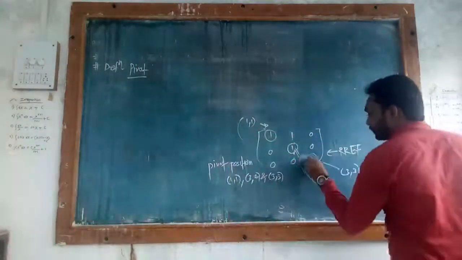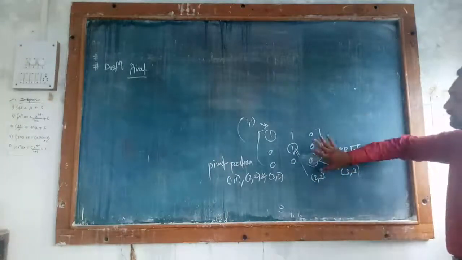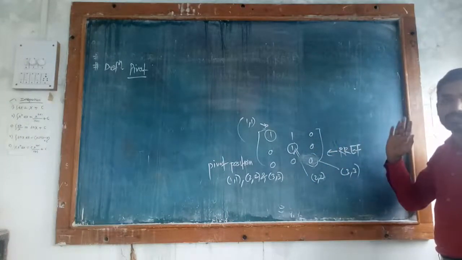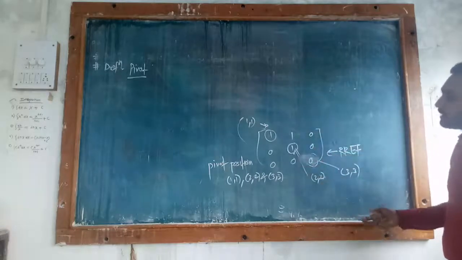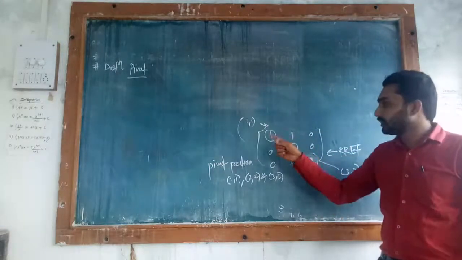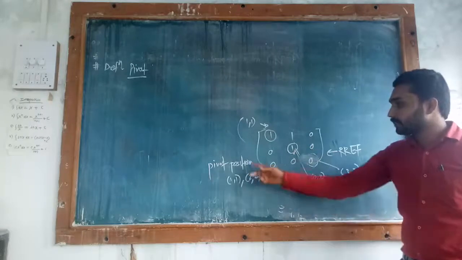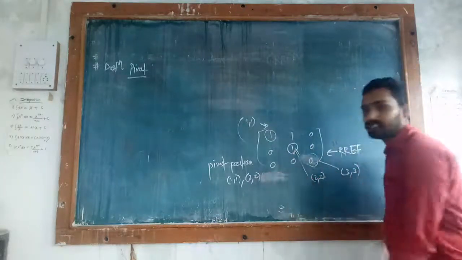Suppose there is also 0. So this matrix is also in row reduced equivalent form, correct? In that row reduced equivalent form, the leading one is present in 1 1 position and 2 2 position. Then your pivot positions become only 1 1 and 2 2.